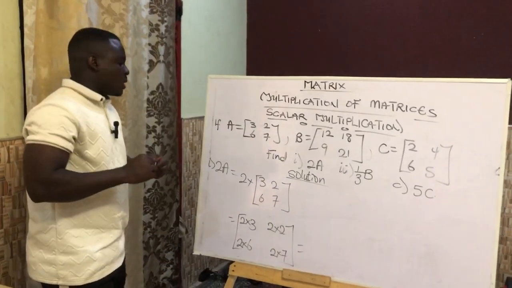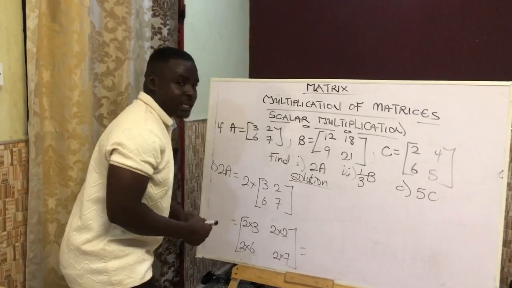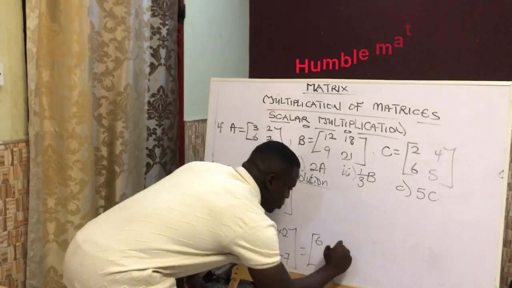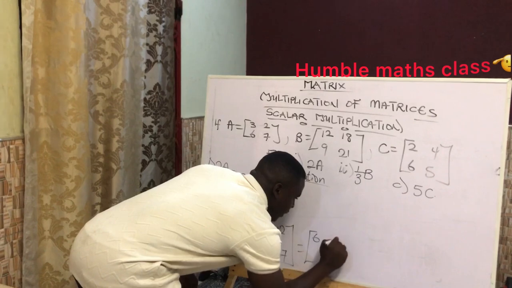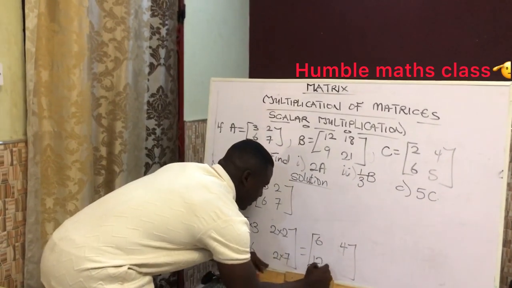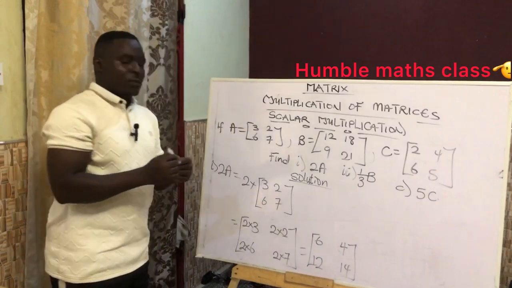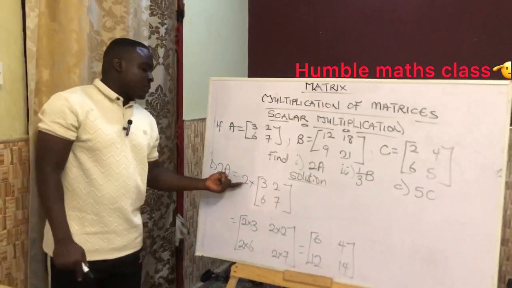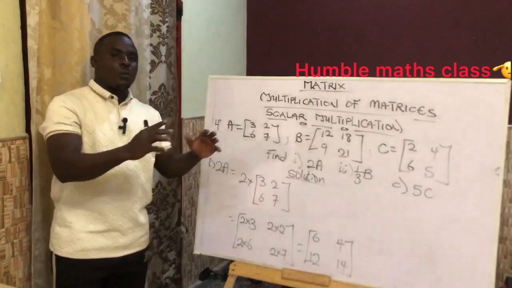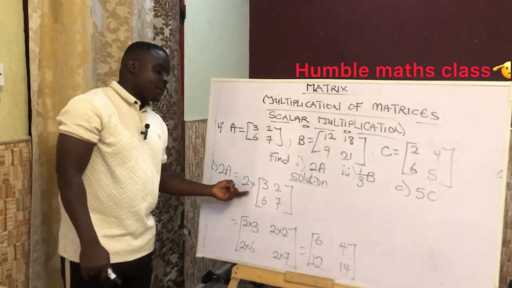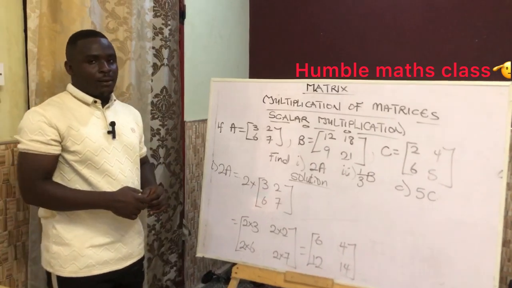So when you multiply 2 against 3, you're going to get 6. When you multiply 2 against 2, you're going to get 4. This time this gives you 12, and this time it gives you 14. So 2 multiplies matrix A is 2 times the whole matrix. You multiply each element in the matrix by the scalar.